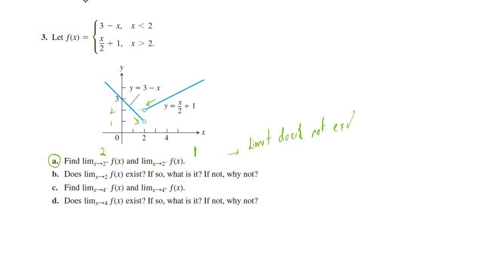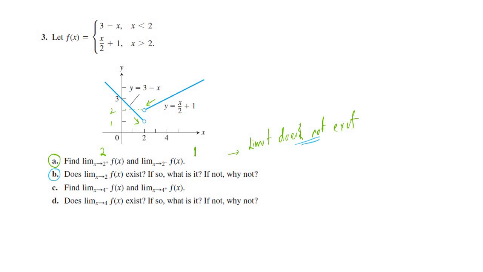So let's answer the second question in light blue. Does the limit as x tends to 2 exist? No, it does not exist, because the left hand limit is not equal to the right hand limit. So it does not exist.